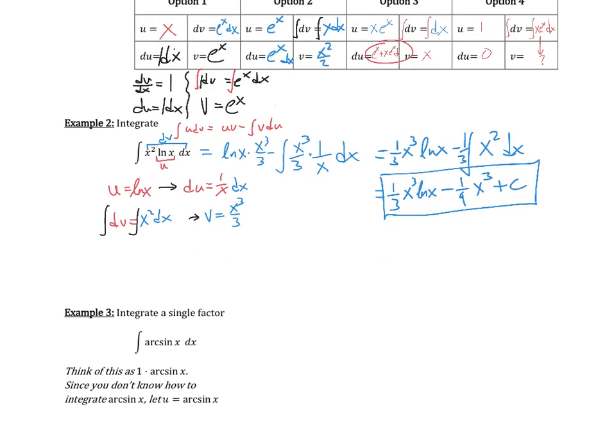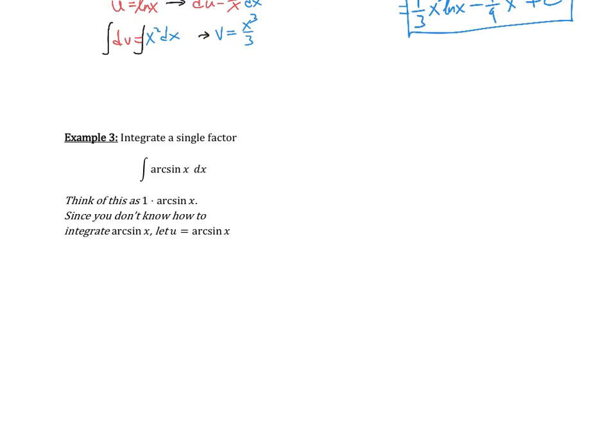All right, and so there we just had to decide, what do we want to take the integral of? Do we want to take the integral of natural log of x, or do we want to take it of x squared? And so we didn't want to mess with the integral of natural log of x, so we wanted to go with the x squared.